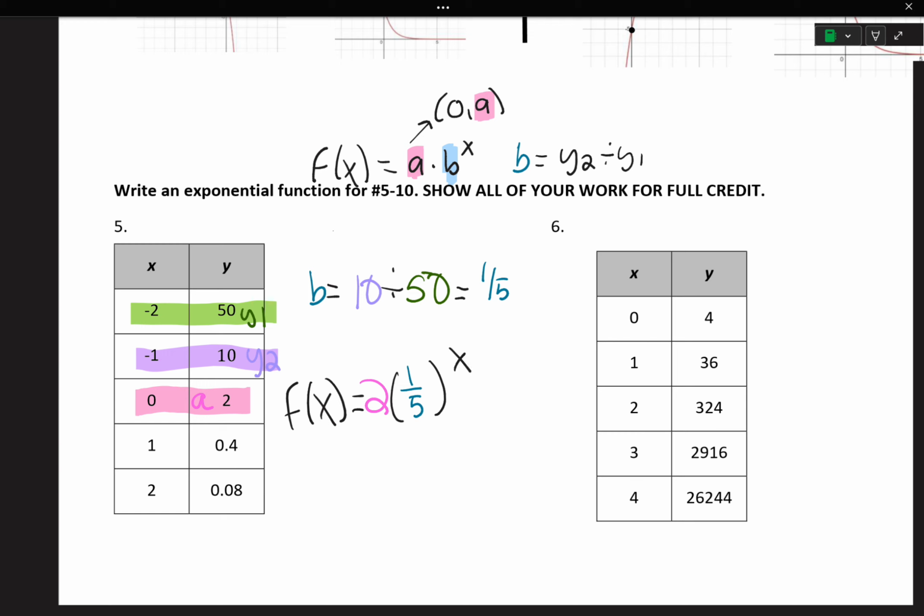Let's try it again. Number 6. Our y-intercept is 0, 4. We found A. Now you get to pick whatever 2 y's you'd like. You can reuse 4 and make that y1 and make 36 y2. It's going to look messy if I do that, so I'm going to just do the next 2 y's. As long as our y's are in a row, like one after the other, you can use that. So, on that note, I'm going to call this y1, and I'm going to call this one y2.